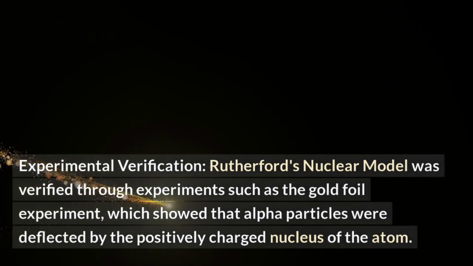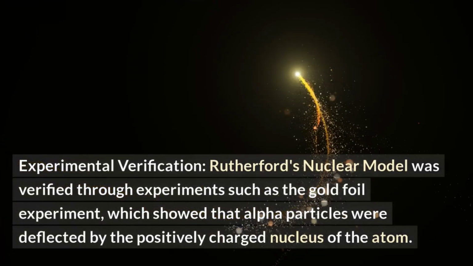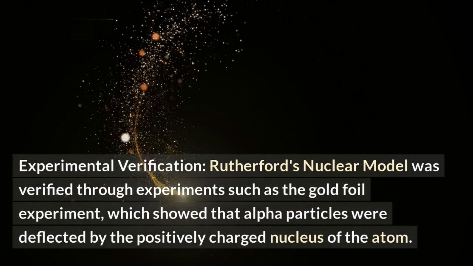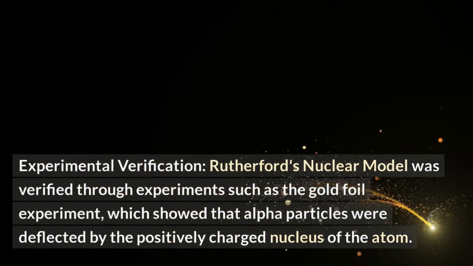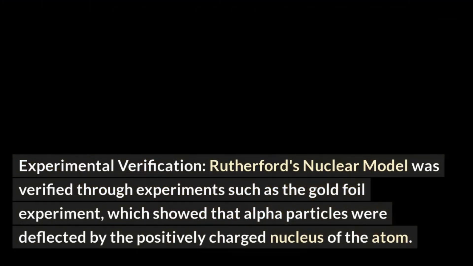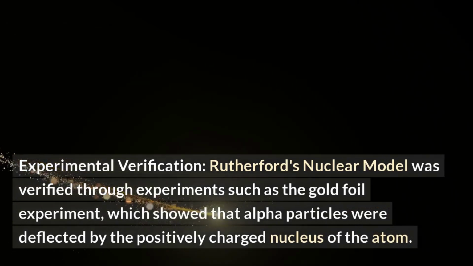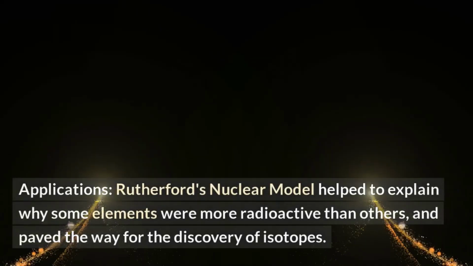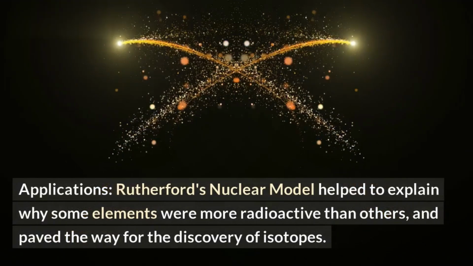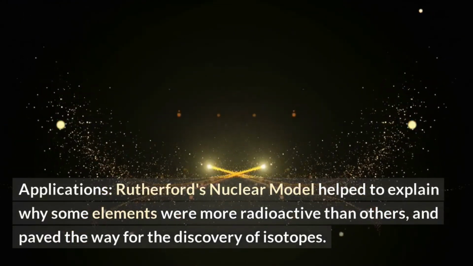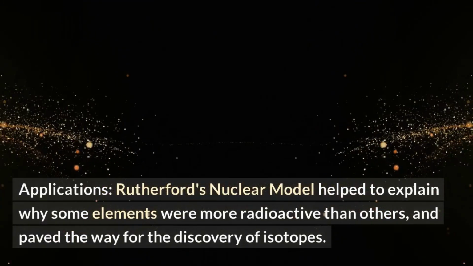Experimental verification. Rutherford's nuclear model was verified through experiments such as the gold foil experiment, which showed that alpha particles were deflected by the positively charged nucleus of the atom. Applications. Rutherford's nuclear model helped to explain why some elements were more radioactive than others, and paved the way for the discovery of isotopes.